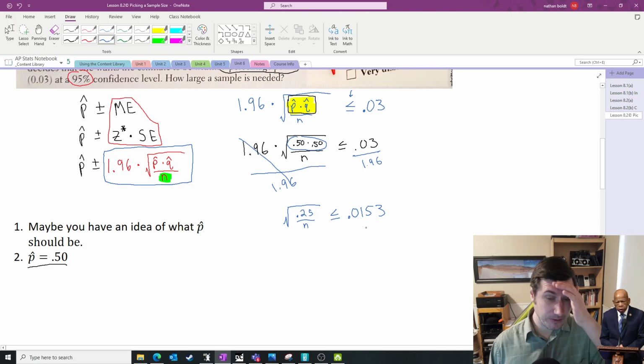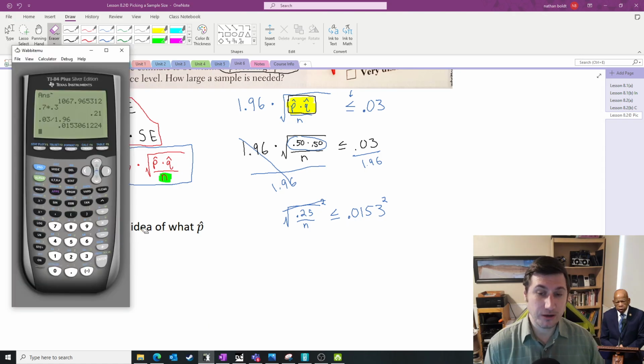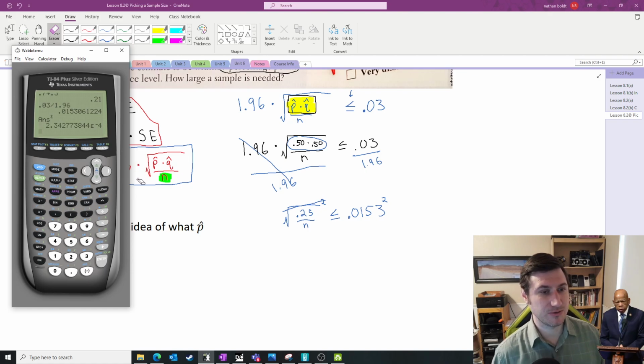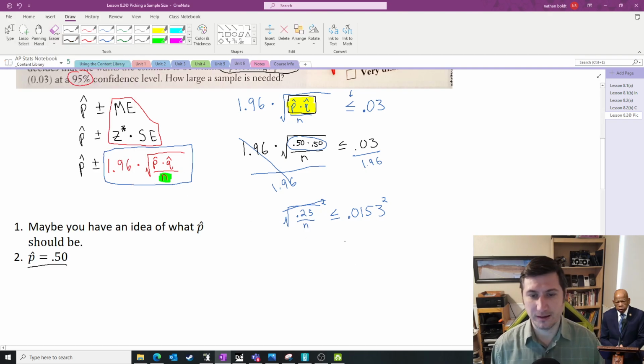All right, let's see. Well, we want to get n by itself, so we got to square both sides there, don't we? Get rid of the square root. It's been a long time since I've done algebra. All right, so now if we want to keep your answer as accurate as possible, don't type in 0.0153, just hit the squared button here. That will use all the decimals. All right, so that gives me a very small number, doesn't it? 0.0002347.